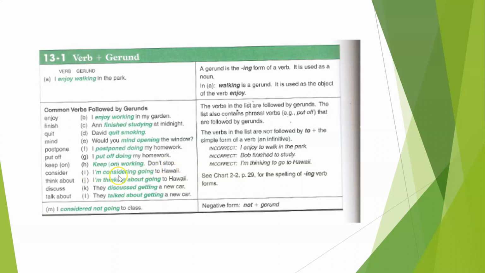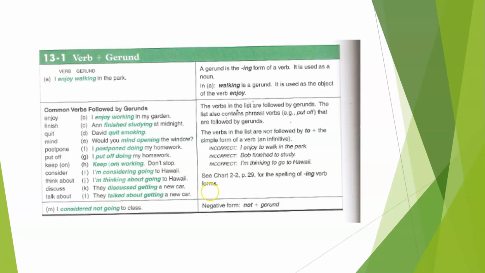I. I'm considering going to Hawaii. J. I'm thinking about going to Hawaii. K. They discussed getting a new car. L. They talked about getting a new car.